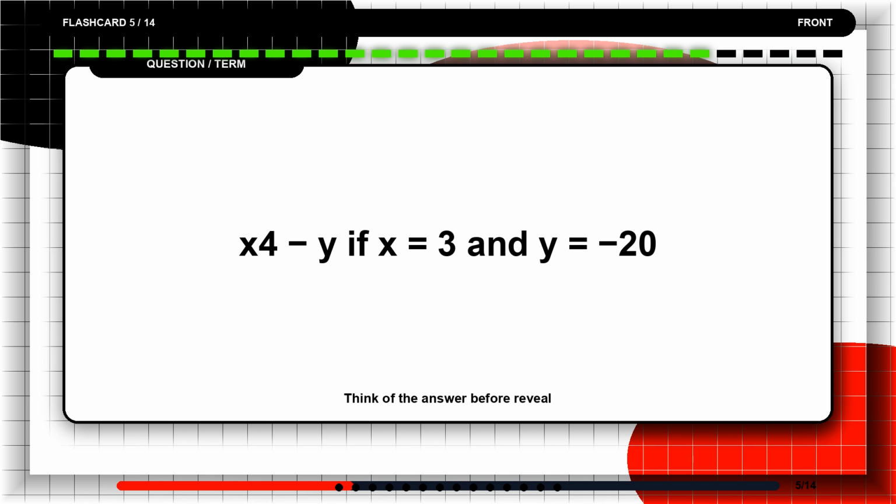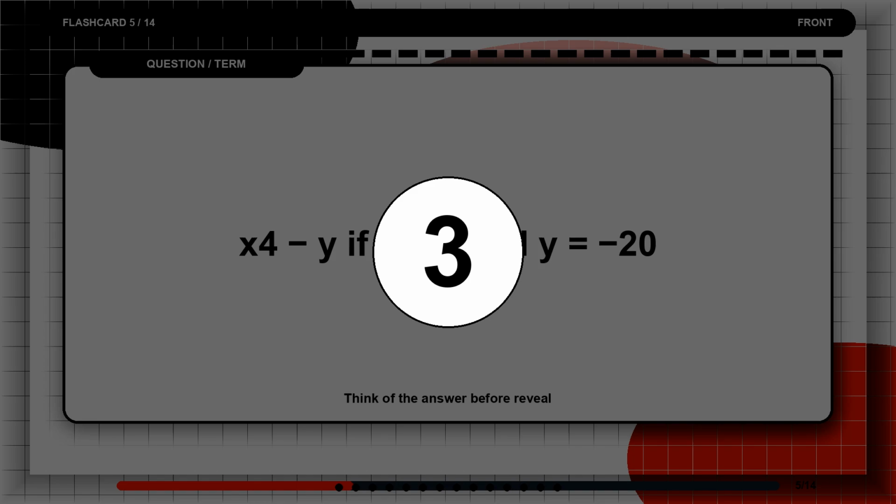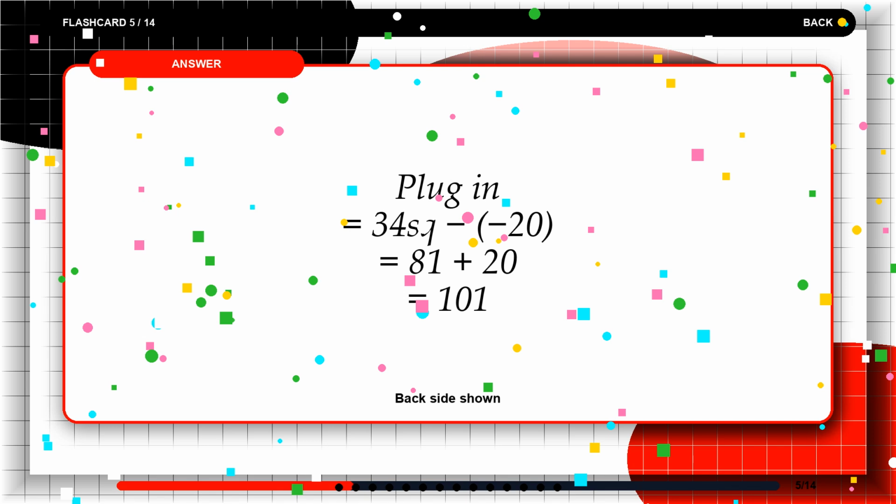Flashcard 5. x to the 4 minus y if x equals 3 and y equals minus 20. Pause and think of the answer before the reveal. The answer is: plug in. 3 to the 4 minus minus 20 equals 81 plus 20 equals 101.